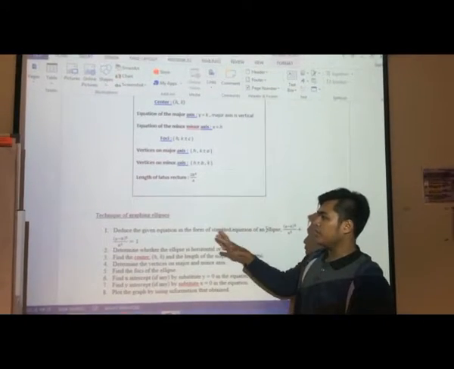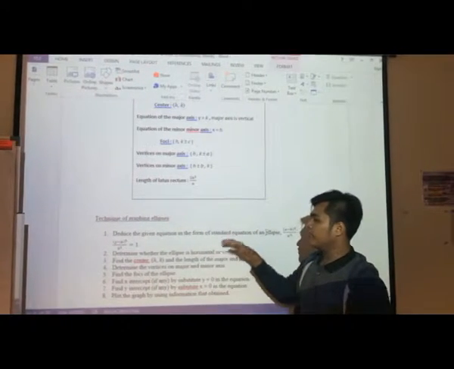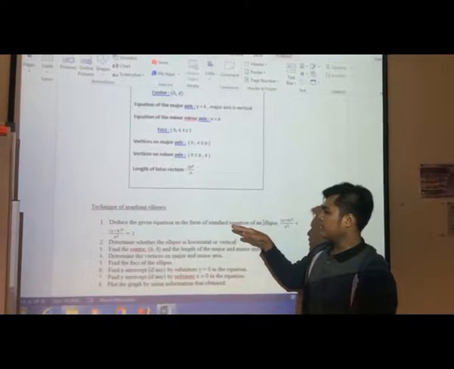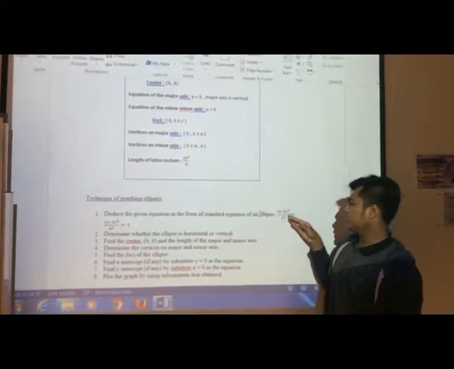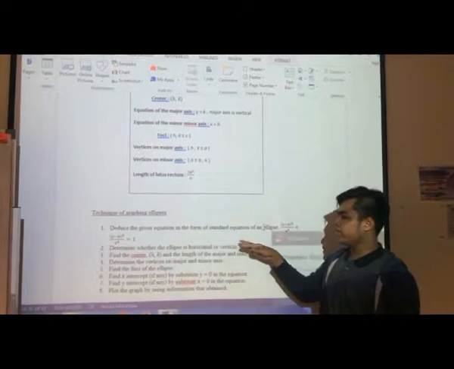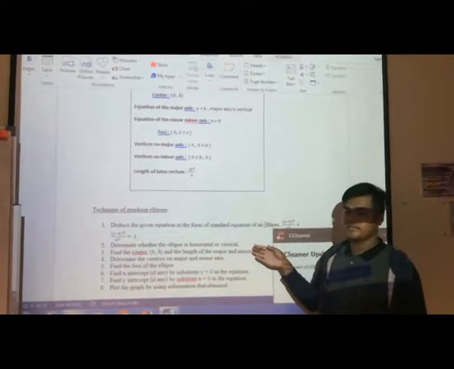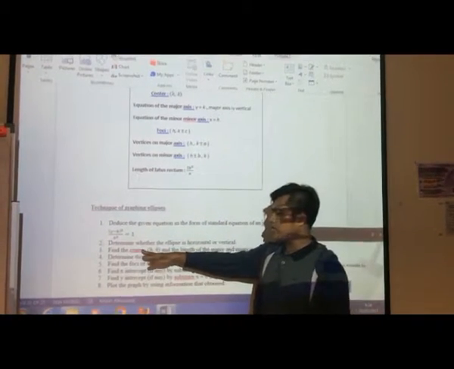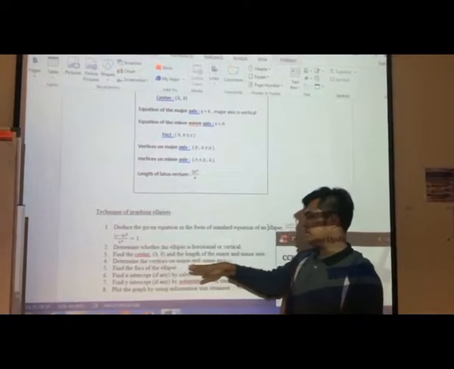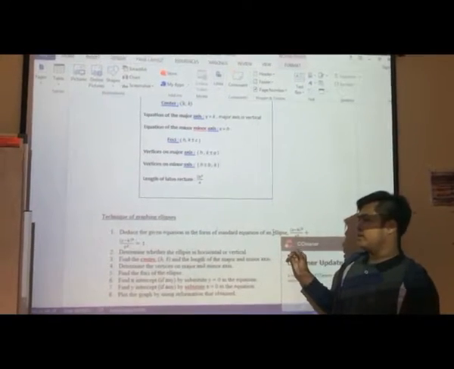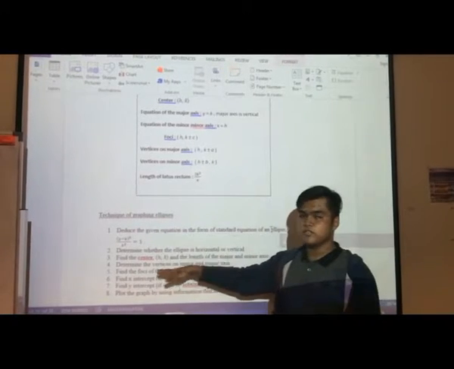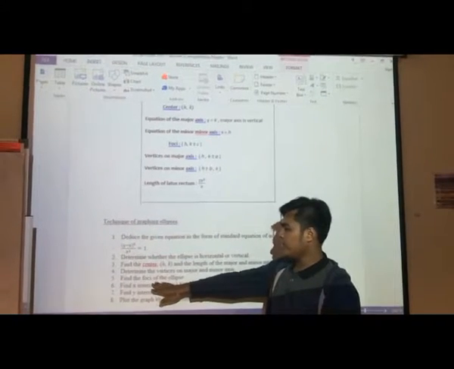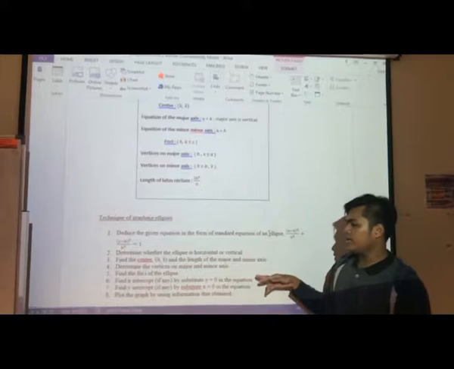Next, I'm going to talk about the technique of graphing ellipse. First, from the equation given, we must convert the equation into the standard equation. Second, we determine whether the ellipse is horizontal or vertical. By determining horizontal or vertical, we can find the center, major axis and minor axis. Okay, from this we can also know the vertices on the major axis and minor axis. The fifth is we can find the foci of the ellipse.